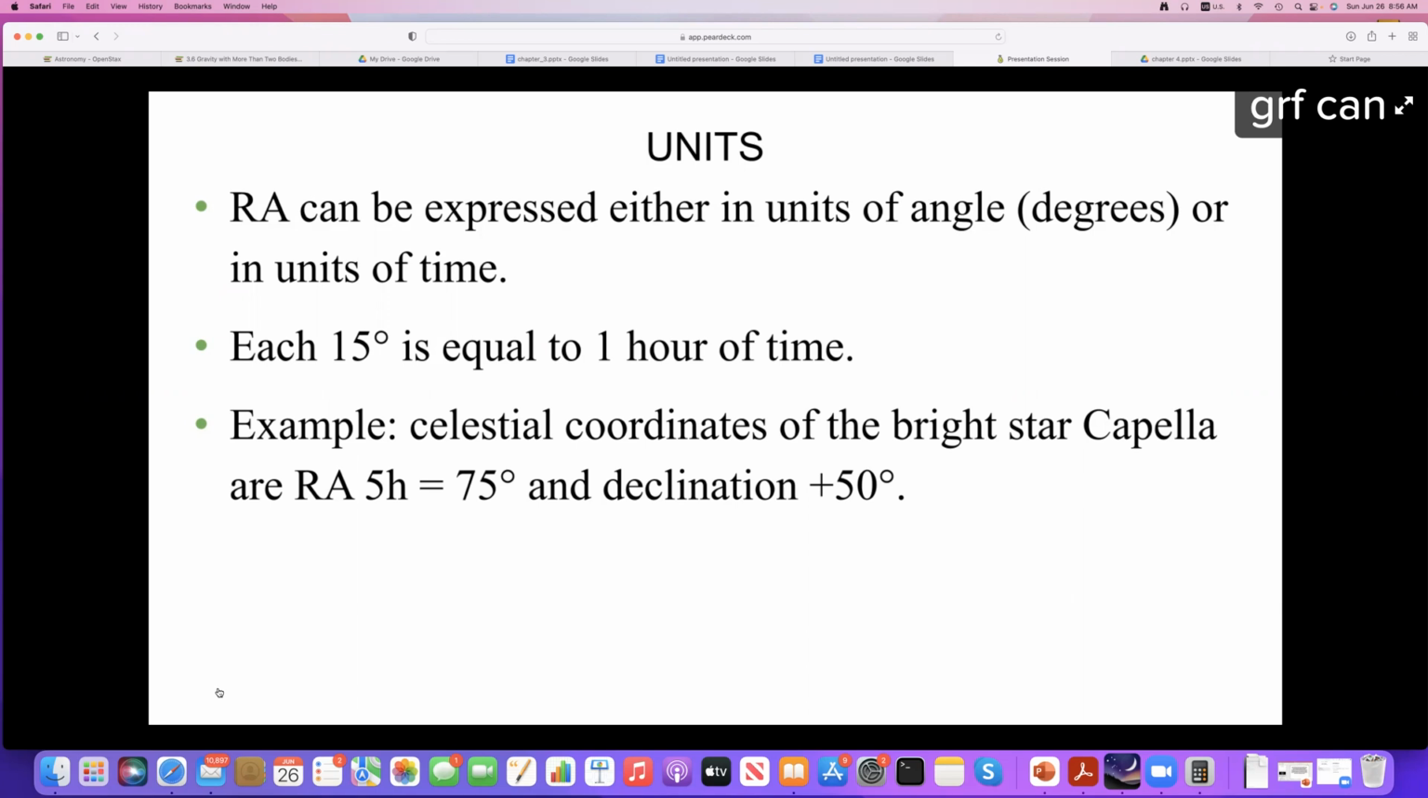Now you can see that for the right ascension, we don't use a sign because we know how it is measured. It is starting from the vernal equinox, and then the declination is plus 50 degrees. So that represents that this particular star should be in the northern hemisphere, right? So that is the idea behind that.